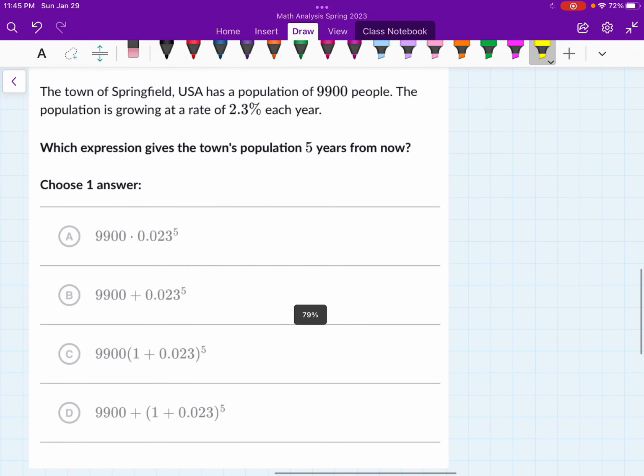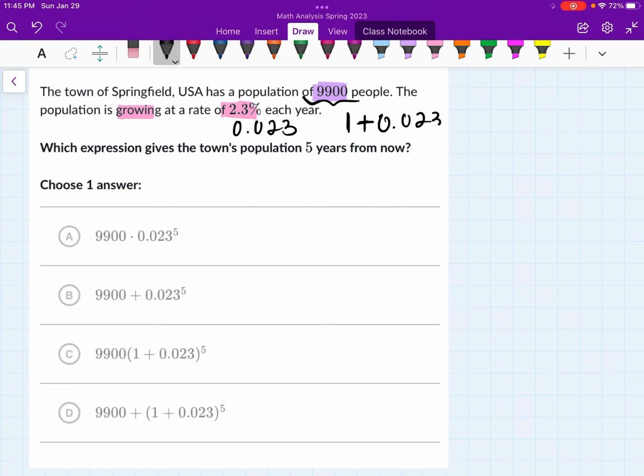In this next one, it talks about a town in Springfield. It has a population of 9,900 people. It says the population is growing at a rate of 2.3% per year. So we start off with 9,900 people. That should be our initial value. Now, it is a rate of increase. It's growing 2.3%. So that's an increase from the whole, which is 1. We do have to add that to the increasing rate. And if I convert that into a decimal, it's going to be 0.023. So we're going to go ahead and add that to this.